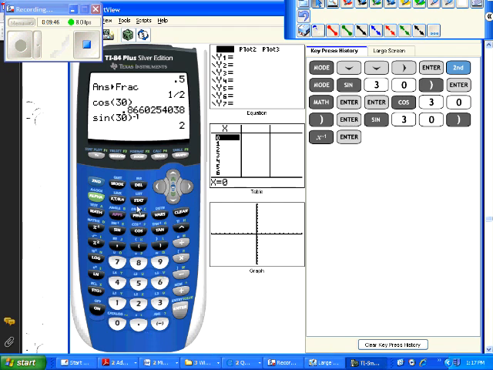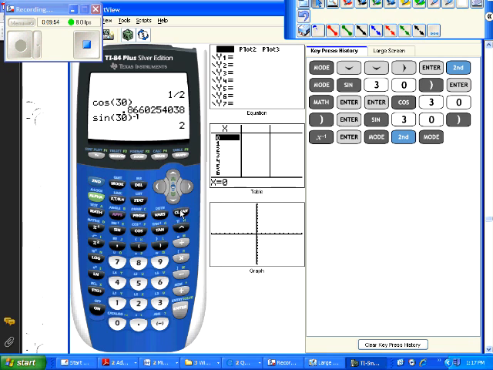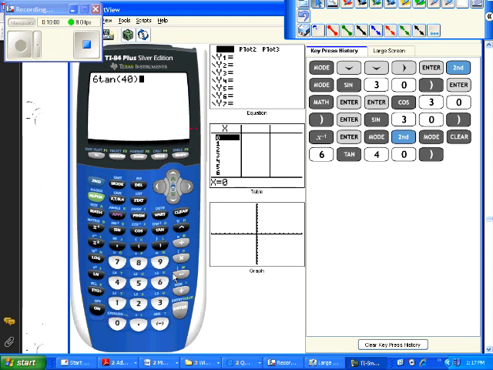Okay, so we're going to do mode. Make sure we're in degrees. If you're not, you arrow down and over. So we're going to do 6 tangent 40, close parenthesis, enter, 5.0. And you can round it to the nearest tenth, hundredth, whatever it specifies on the test.